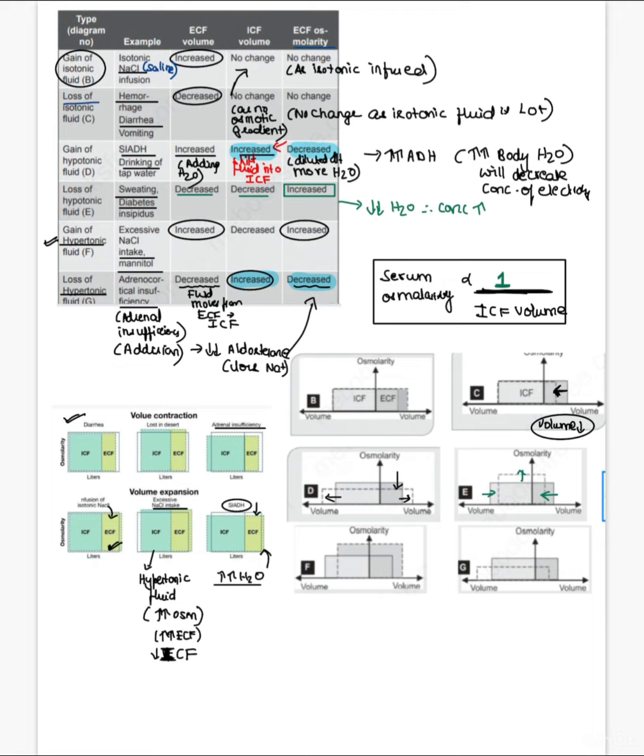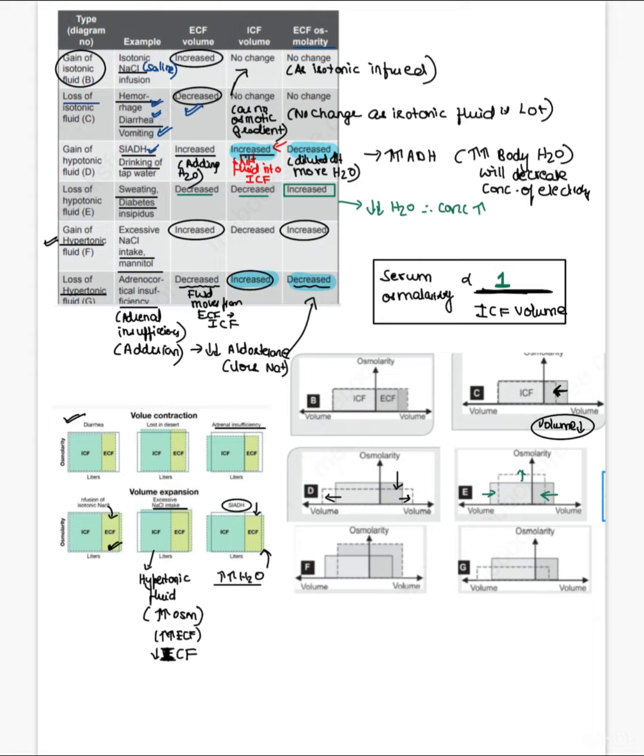Now see, loss of isotonic fluid. So loss may be in the form of diarrhea, vomiting, hemorrhage. Basically the loss of the same concentration. So that means osmolarity no change, guys. As a result ICF will not change, but loss is happening, that is ECF will decrease, guys.